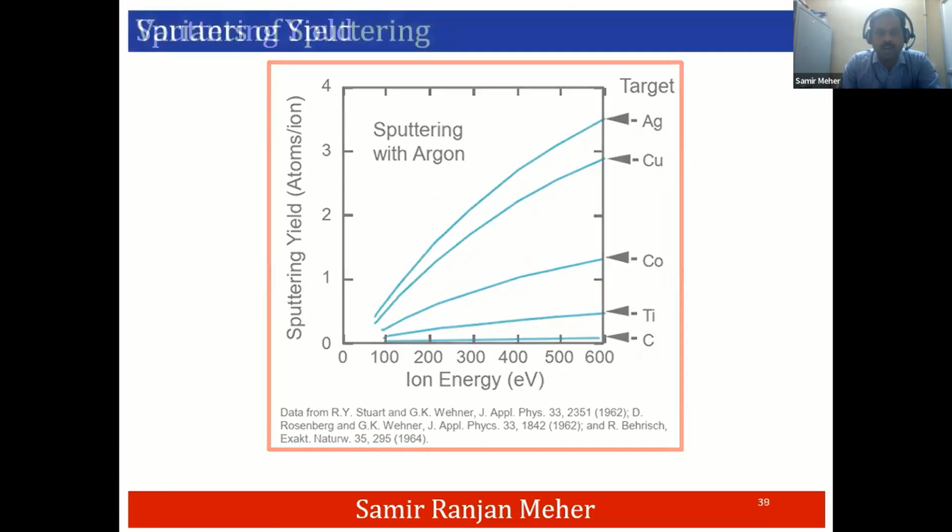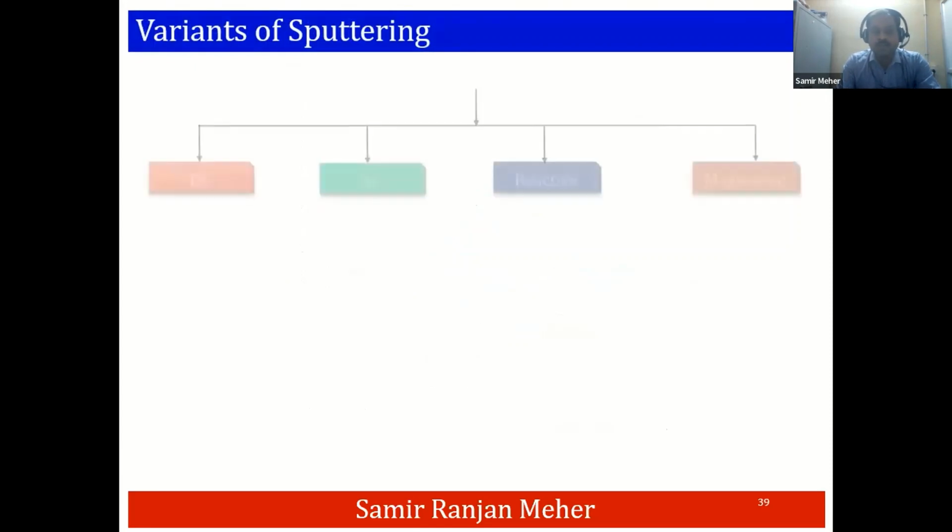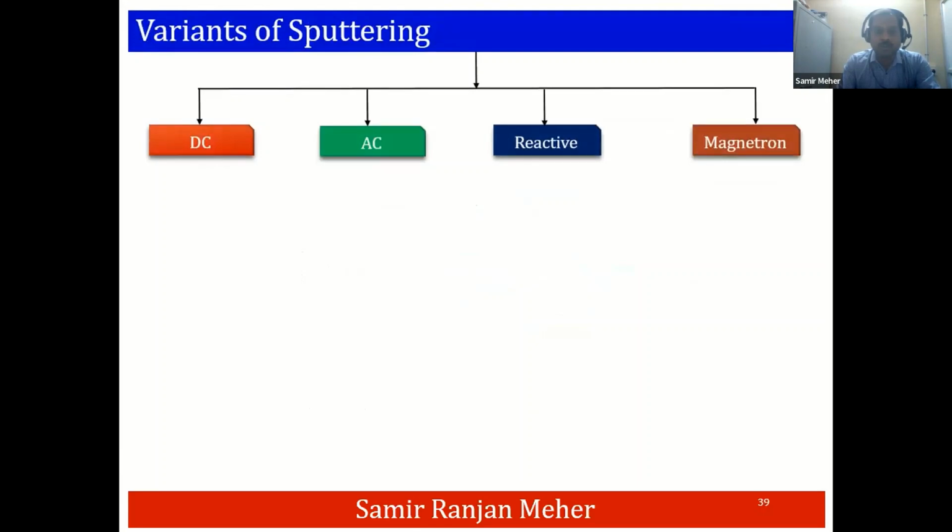Now let us look at the different variants of sputtering. Basically there are 4 variants: DC sputtering, AC sputtering, reactive sputtering, and magnetron sputtering. But most of the time we can have an intermix of these different variants. For example, there can be DC magnetron sputtering, DC reactive magnetron sputtering, or AC reactive magnetron sputtering. So there can be a combination of these different variants of sputtering.